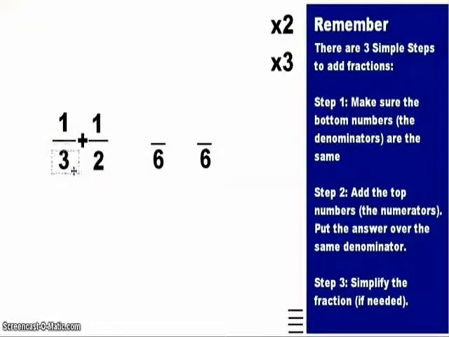So 3, we found out 3 times 2 equals 6. So therefore we need to do 1 times 2, which is obviously 2. Now, 2 times 3 is 6. So 1 times 3 is 3. So now we have 3/6 and 2/6. We need to add these two together.